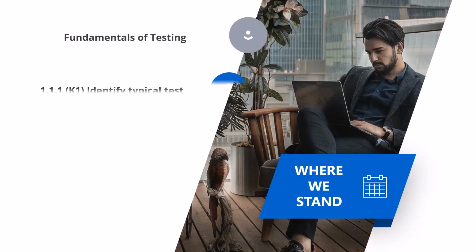Foundation Level Objective. 1.1.1 K1. Identify typical test objectives.